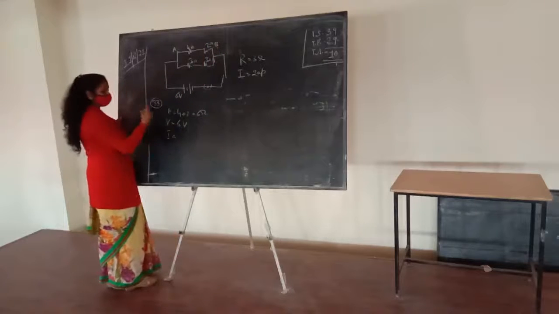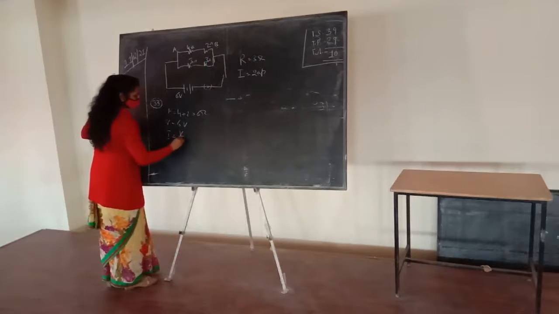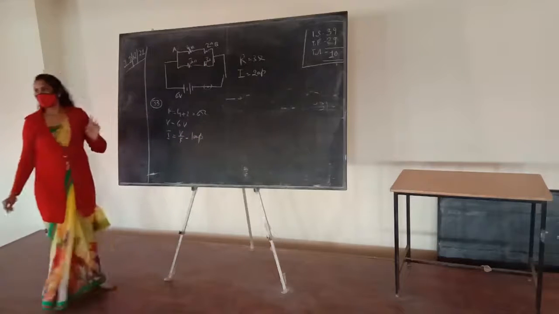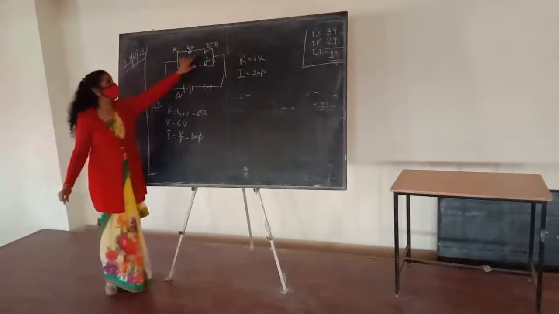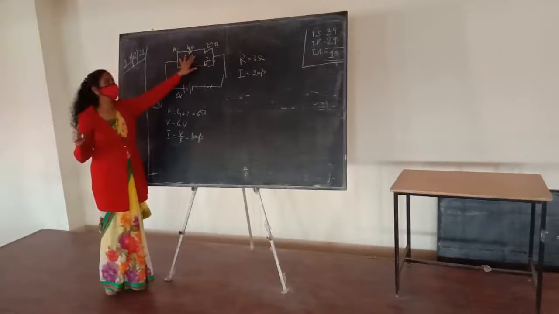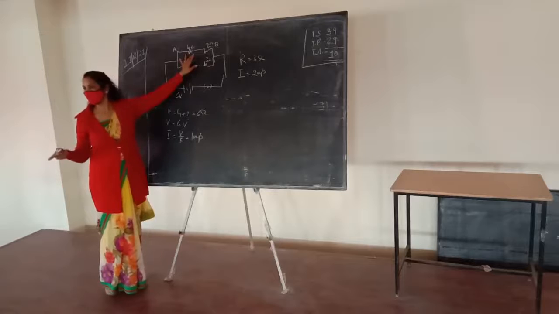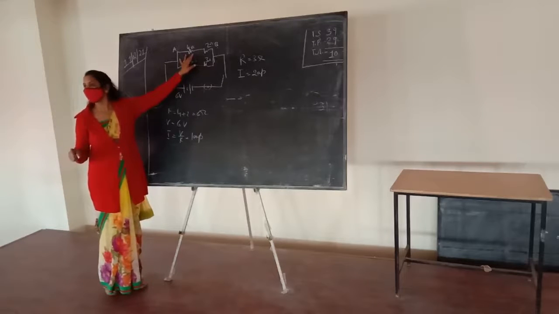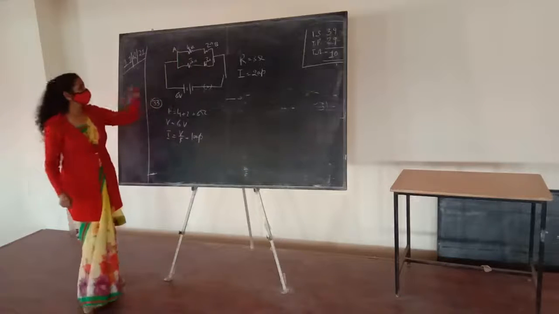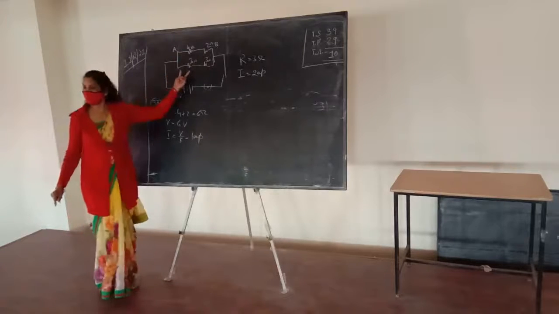We can find the current: I is equal to V upon R. It will be 1 ampere. So now you know the value of current in this 4 ohm resistor wire, that is 1 ampere. You know the value of resistance, so you can find the value of potential difference by applying Ohm's law, V is equal to I into R. Is it clear? Okay. Now again, how can you find the potential difference of the 3 ohm resistance?